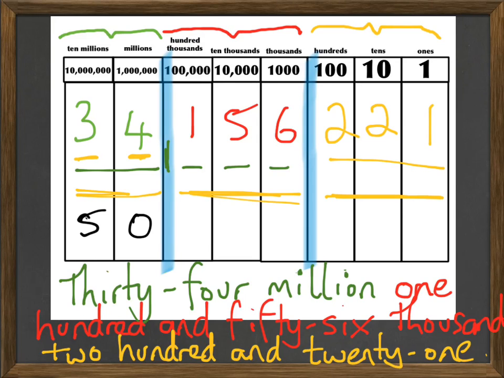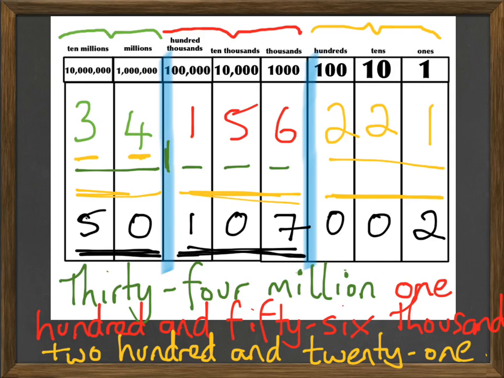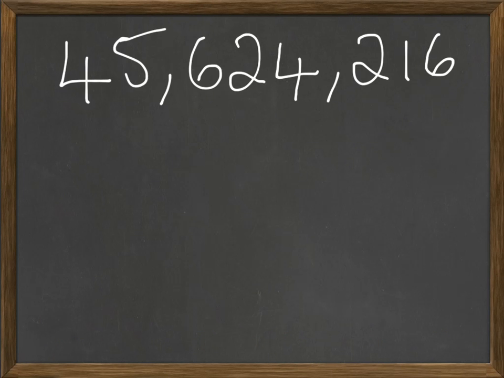The only time it can become a little bit more complicated is, let's say I've got some zeros in there. So I've got 50 in there, 107 in there, and 2. So what I can do there is I can ignore the zeros and just skip on. So I've got 50,107,000 and 2, because I've got no hundreds and no tens. So I just say each part separately. 50,107,000 and 2.